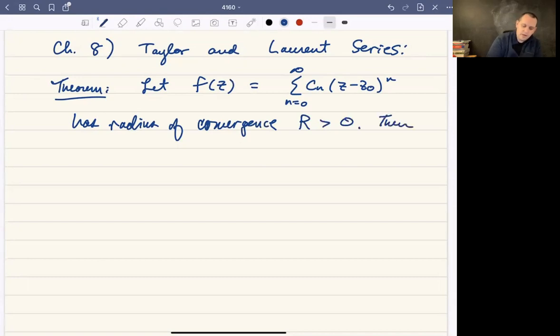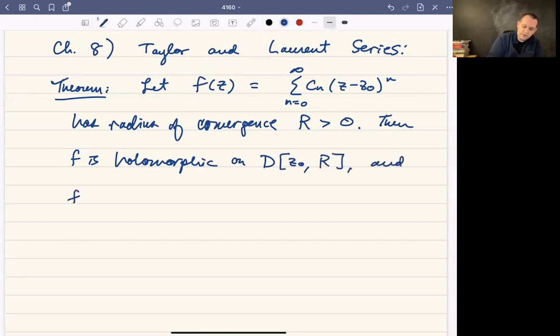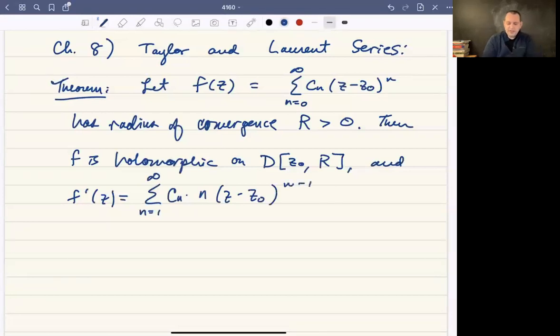Then it turns out that f is holomorphic inside the radius of convergence. So it's holomorphic on the disk centered at z naught of radius r. And moreover, the derivative is exactly what you think it is. It's the derivative of the series if you just differentiate it as a polynomial. So this is the derivative of the series. We're going to go from 1 to infinity, c sub n times n times z minus z naught to the n minus 1.